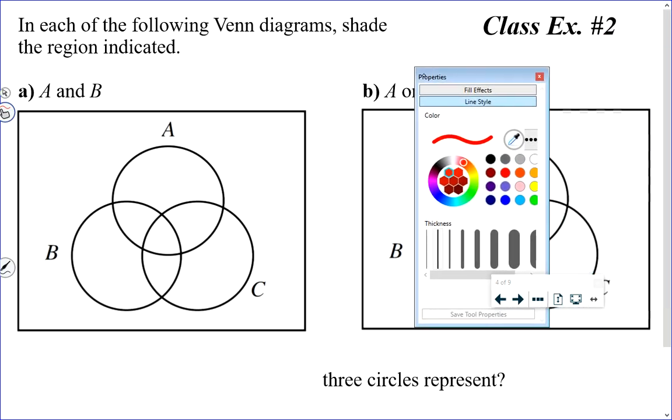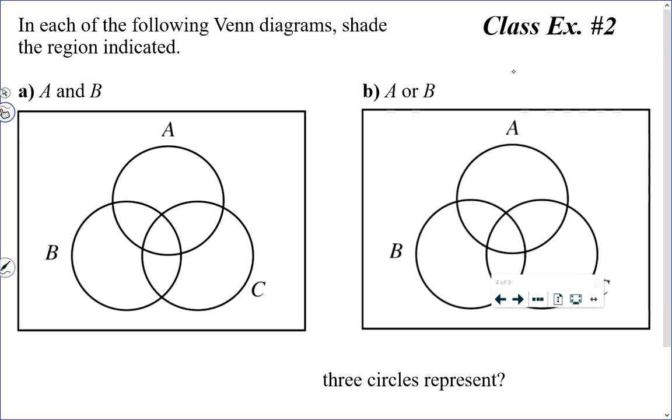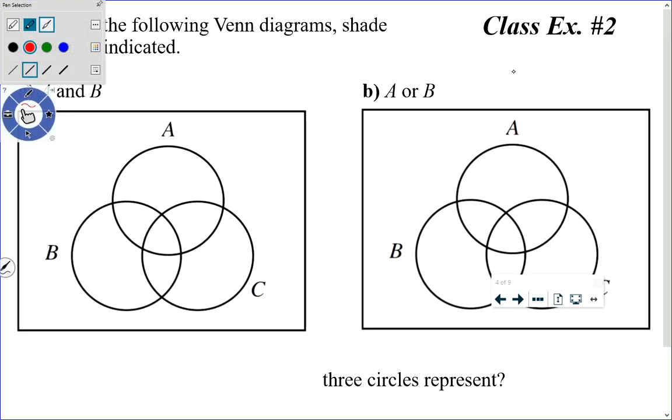Example 2, just a general example about your interpretation of Venn diagrams if there's 3 intersecting sets. Shade the region indicated, which is A and B. Well, just ignore C. Don't let C get in your head. Imagine it's not there and you're just looking at the intersection of A and B. Well, the intersection of A and B will be this region here.